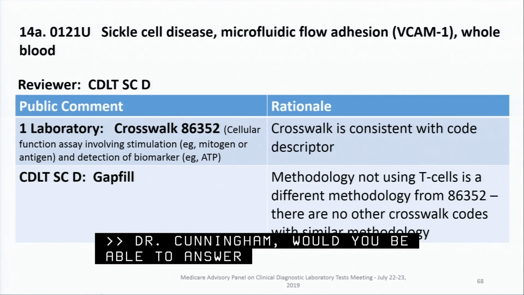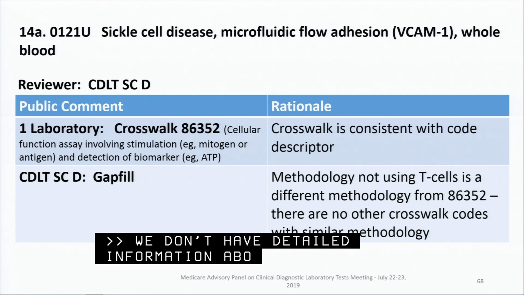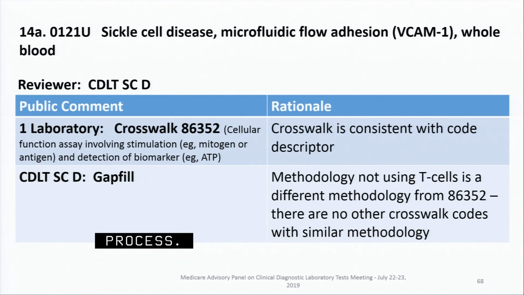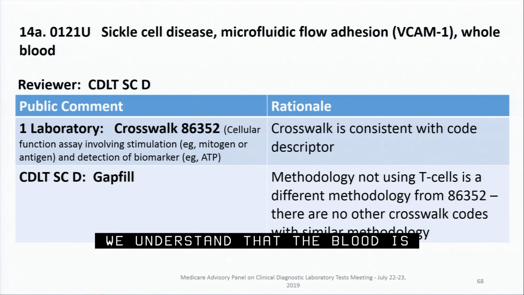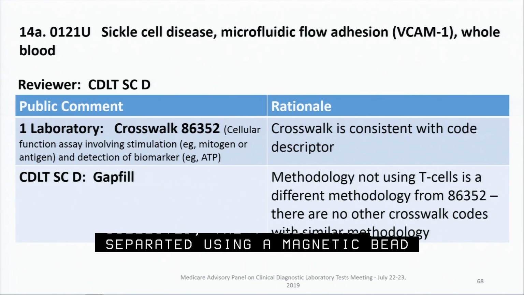We don't have detailed information about the complete process for 86352. We understand it's that the blood is collected, the T cells are separated using a magnetic bead, and then the antigens are identified. Do you have more questions?